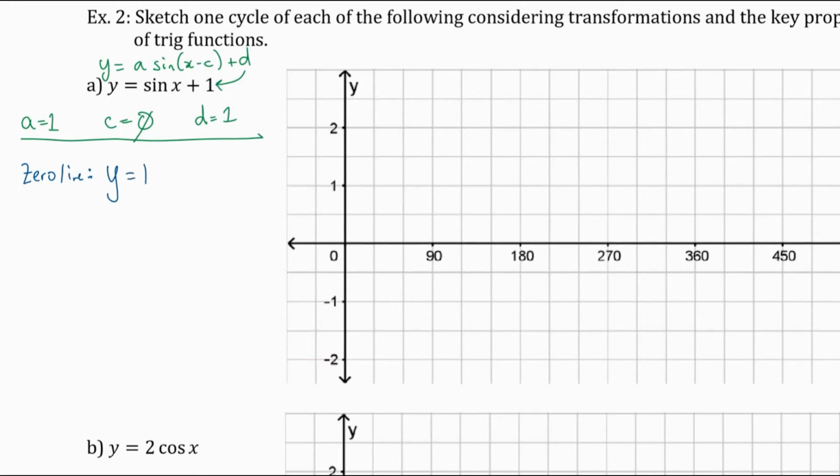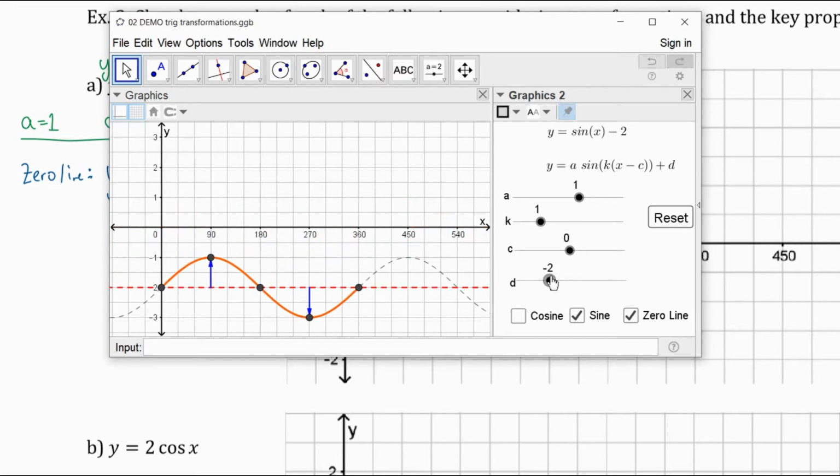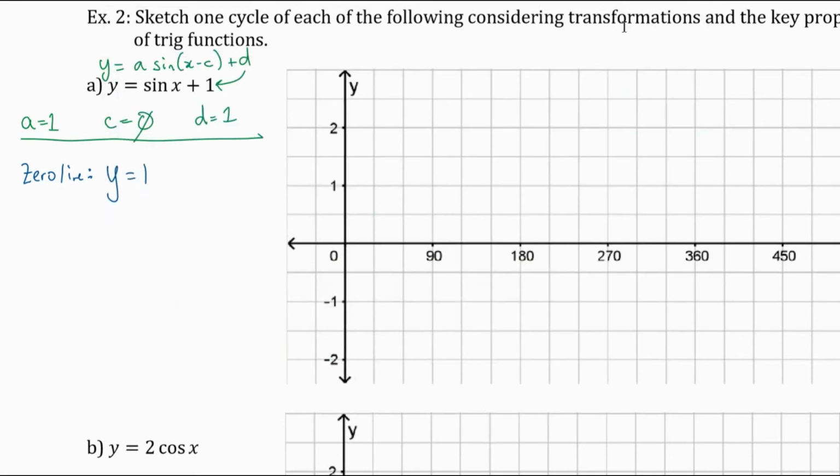As you practice this and get used to it, you'll start to remember this. I think doing the Desmos activity or playing with this kind of an applet helps us visualize and understand and connect to that idea. But ultimately, it's something that you just have to remember. You have to remember that the zero line comes from the d value.